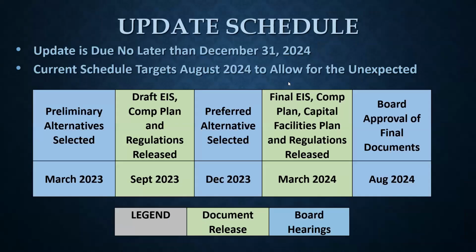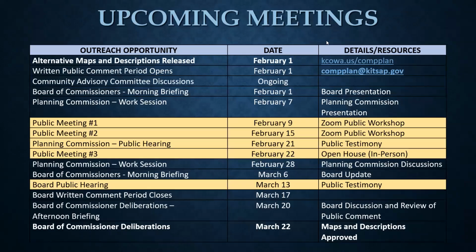Basically, I guess I'll invert these two slides. How are we going to move between now and March 22nd? As I indicated, over the next 6 weeks, the board needs to select alternatives 1, 2, and 3 for environmental review, so that we can begin doing environmental review, which is roughly a 6-month period of time to get that document completed.